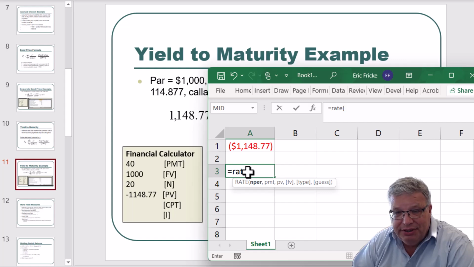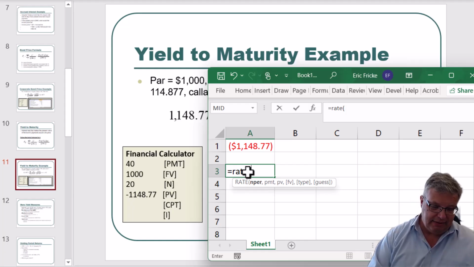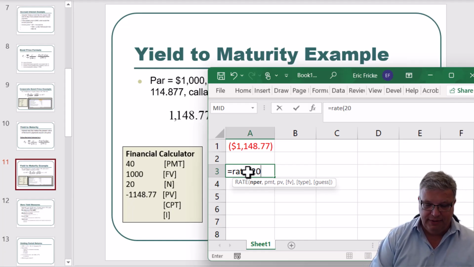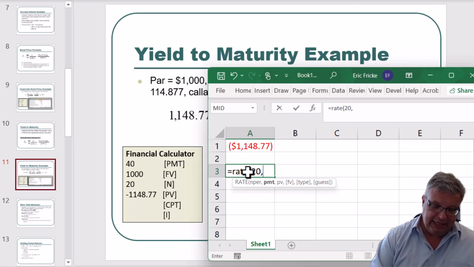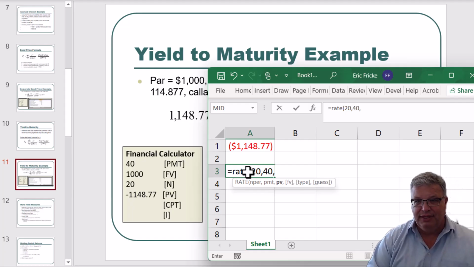So the first thing to do if we're calculating the R, or the rate, is the number of periods. And we did that already, and that was 20 periods, right? And we already did the PMT, right? That was 8% of 1,000 divided by 2. So I'm just going to put in that cash flow, I think that's $40. And then the present value. The present value is the price.